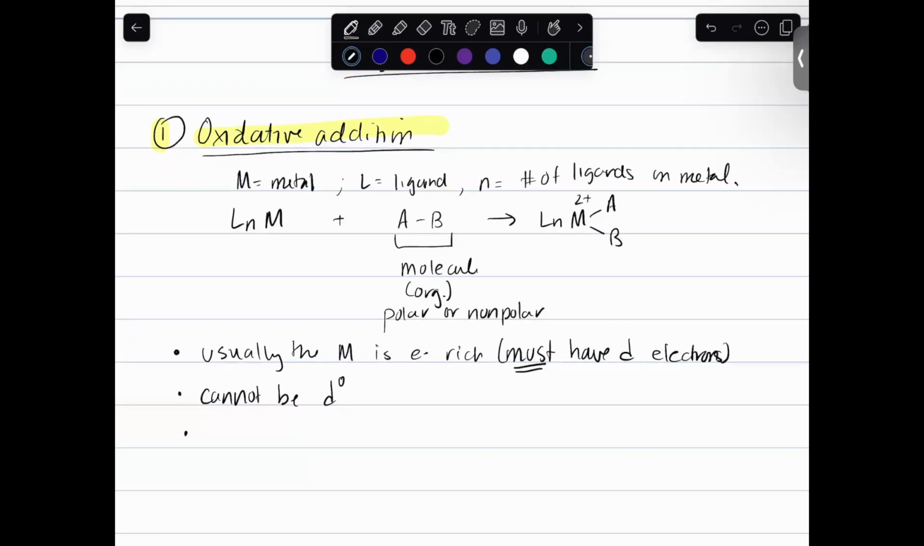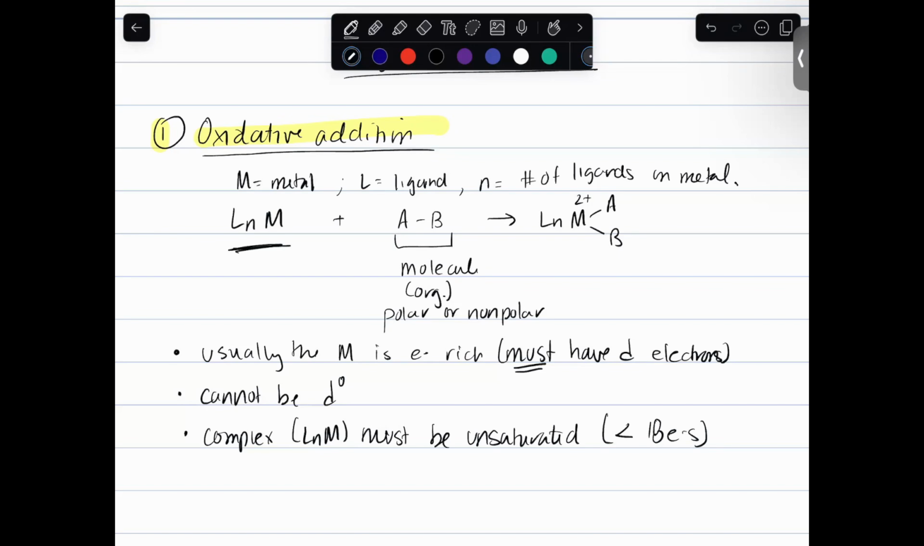And finally, not surprisingly, the complex LnM must be unsaturated, less than 18 electrons. We talked about this in part 1, right? We said, hey, if it has 18 electrons, it can't do anything. So it shouldn't come as a surprise that it has to have less than 18 electrons in order to proceed and do an oxidative addition reaction.